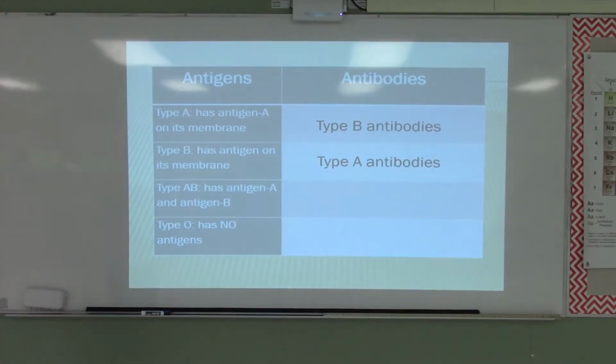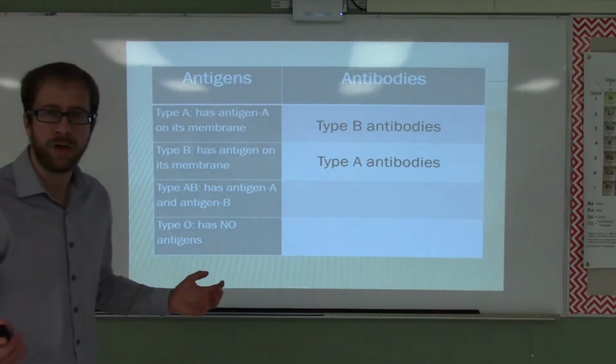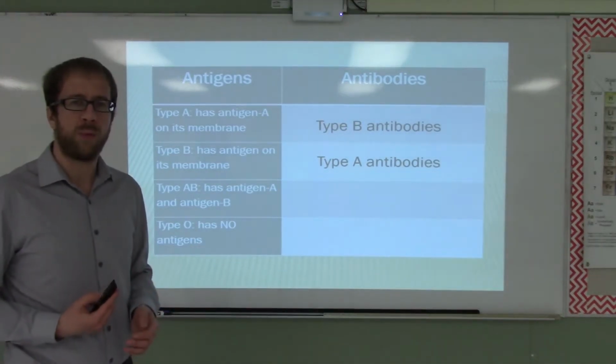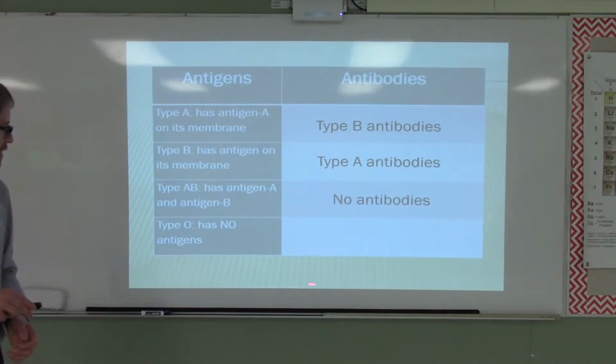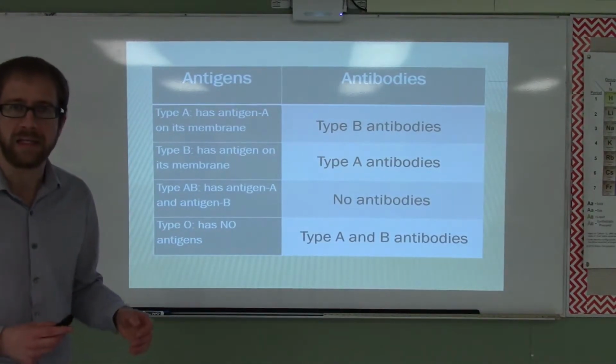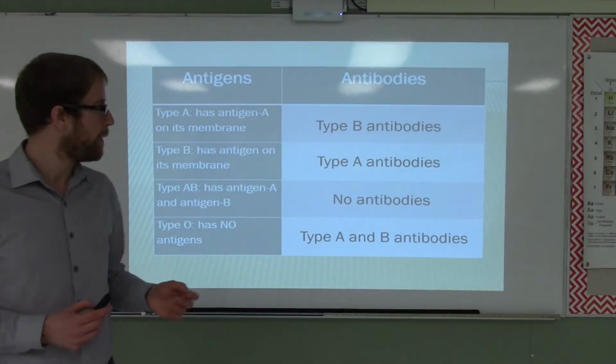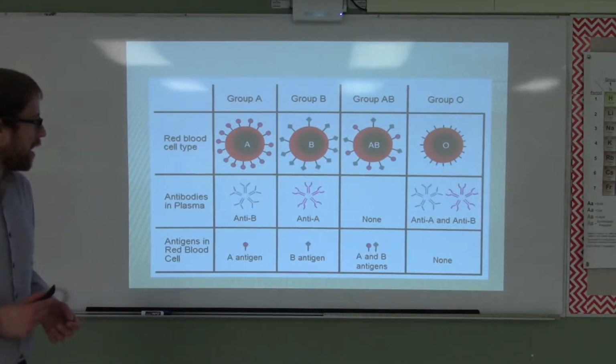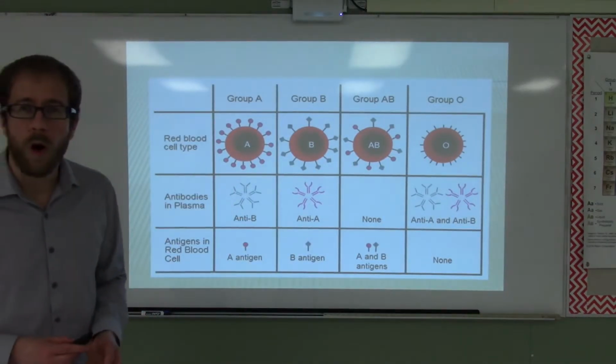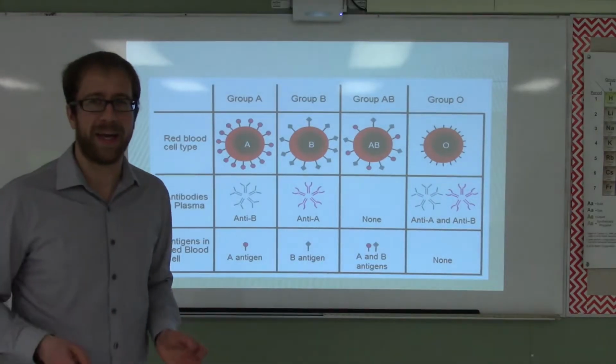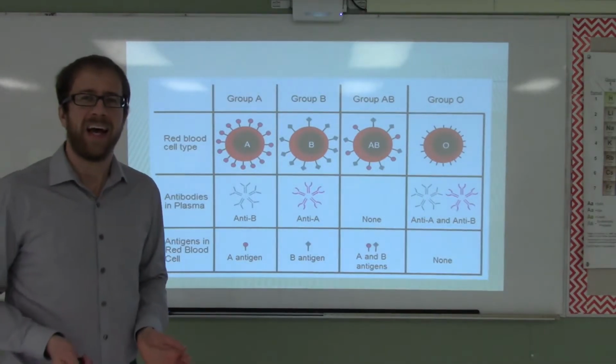Type AB blood has A antigen and B antigen, so you have all the antigens, therefore you're not going to produce any antibodies. And type O has no antigens, therefore you're going to produce both type A and type B. Now you may be asking yourself, well, Mr. Salt, what the heck is an antigen and what the heck is an antibody?